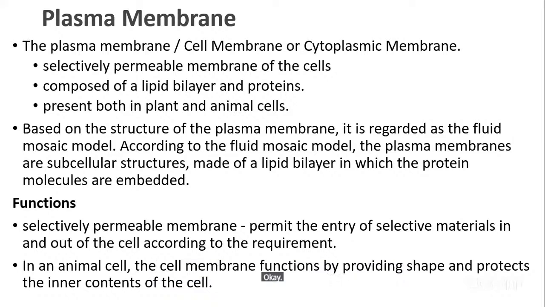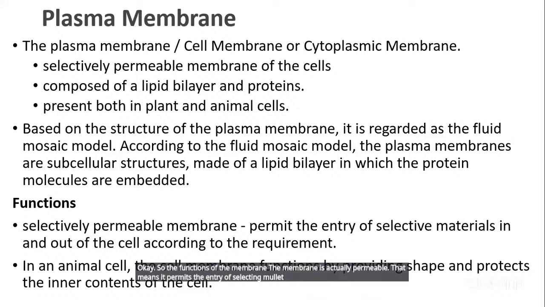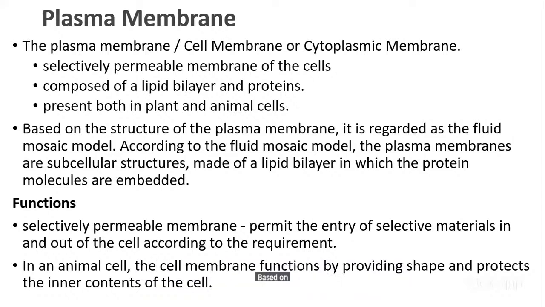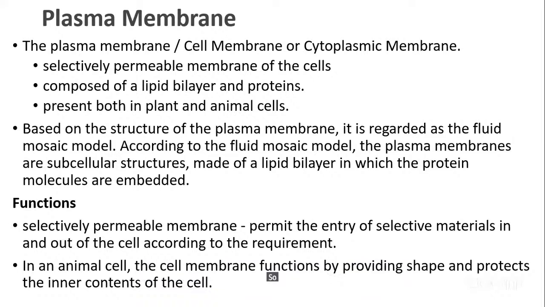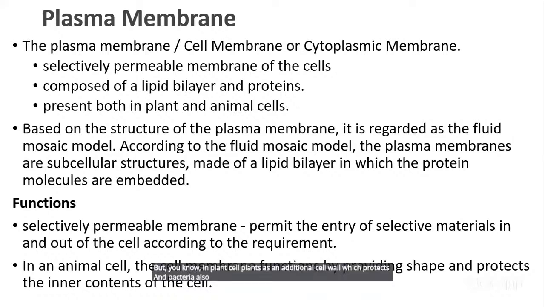So the functions of the membrane. The membrane is selectively permeable. That means it permits the entry of selective materials in and out of the cell based on the cell's requirement. Now, in an animal cell, the membrane functions to shape and protect the inner contents of the cell. But a plant has an additional cell wall which protects, and bacteria also have an additional cell wall which protects. All right.